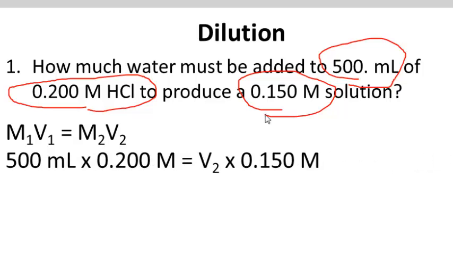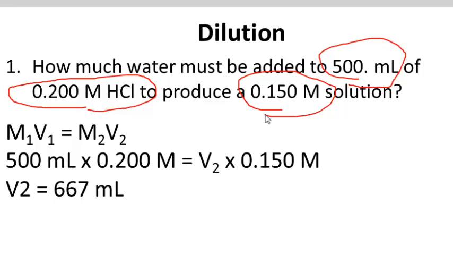So we insert those values in, so we say 500 milliliters times 0.2 molar is equal to V2, that's what we're trying to find, times 0.150 molar. And after you do the math for that, you'll find that V2 is equal to 667 milliliters. Now, that's not actually our answer because that's our final volume. We have to read each of these questions closely. Just looking at the formula doesn't always answer the complete question. It said how much water must be added.